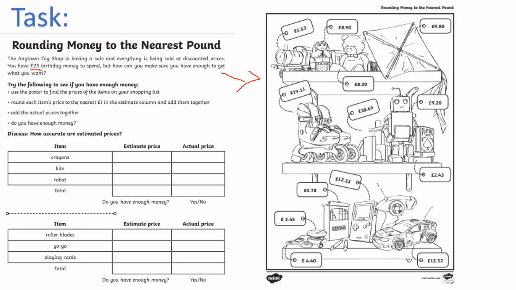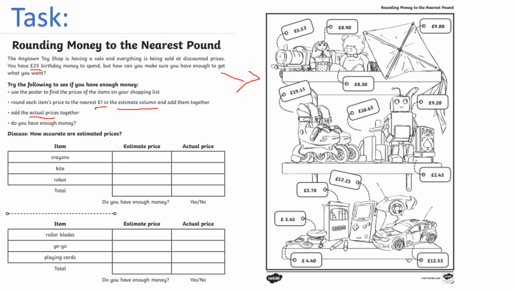Round each item's price to the nearest £1, to the nearest pound, in the estimate column and add them together. And then you add the actual prices together. And you have to figure out, do you have enough money? And discuss how accurate the estimate prices are. So let's go through one example together.